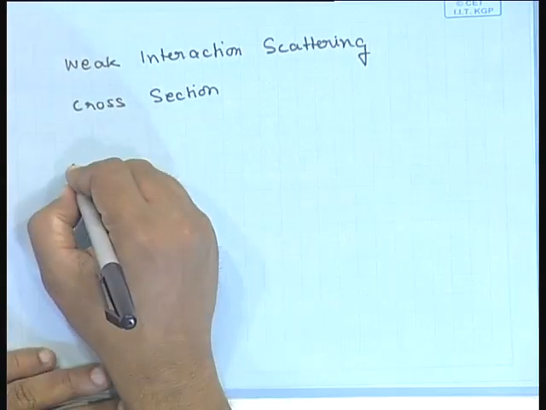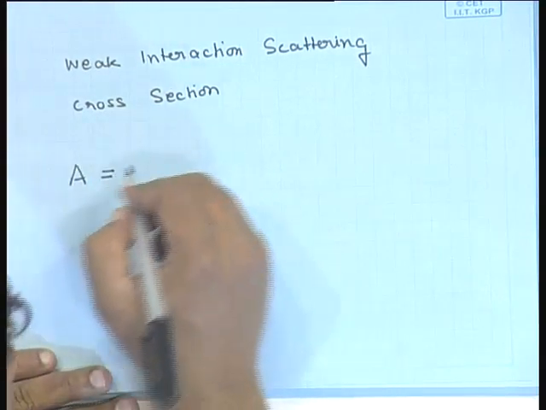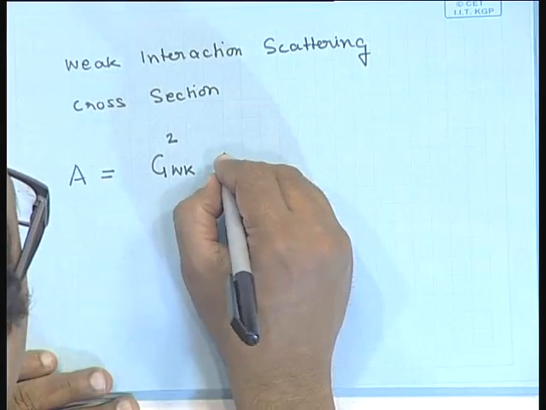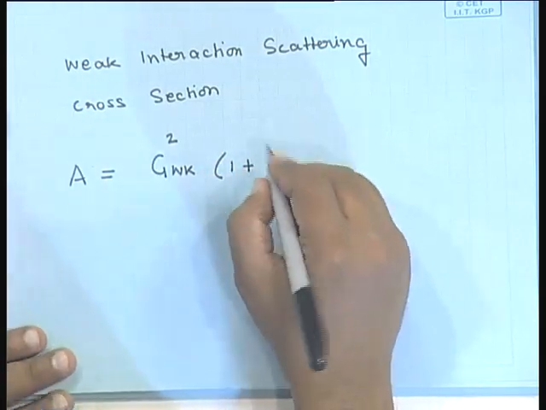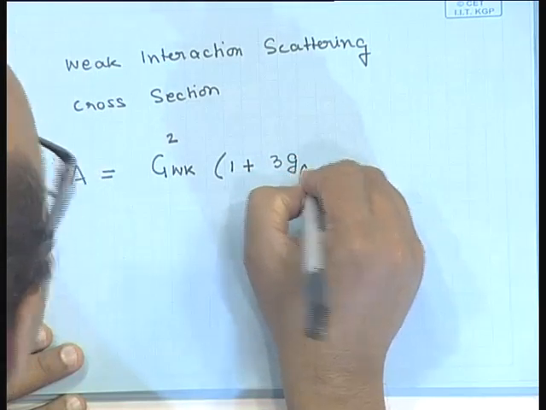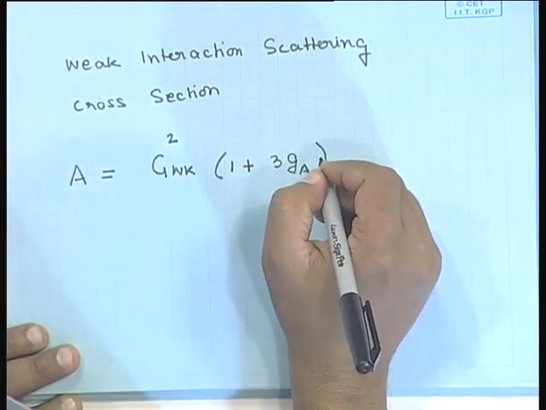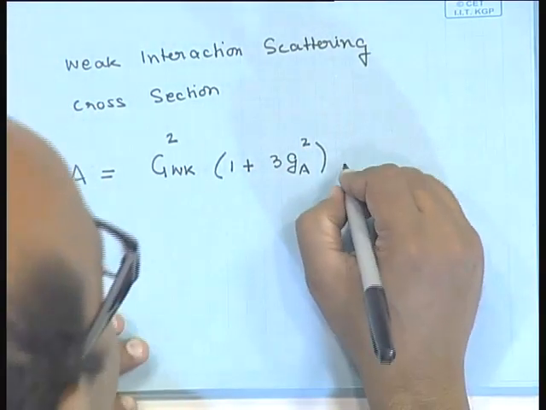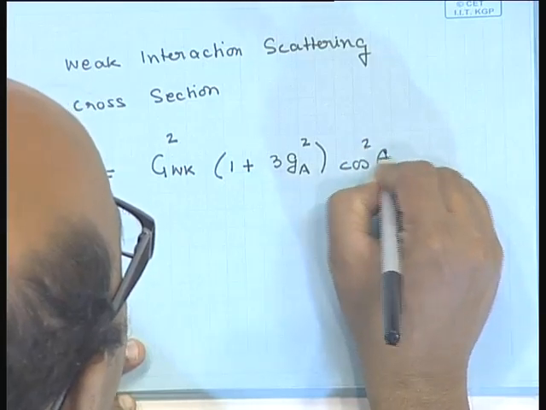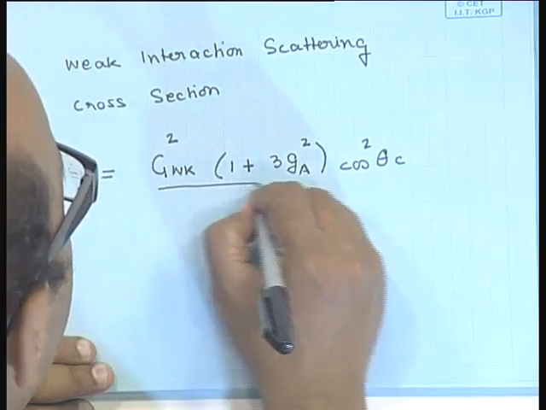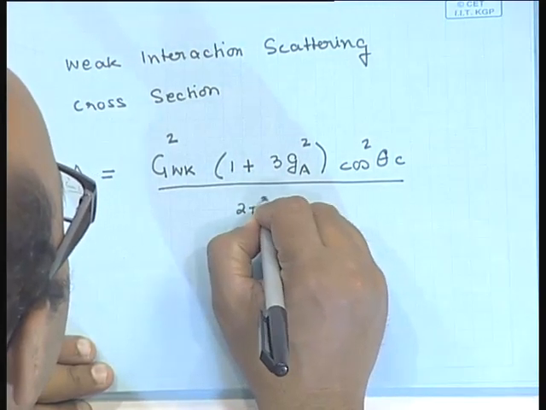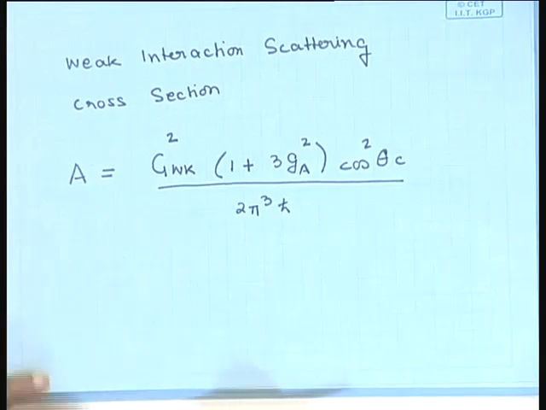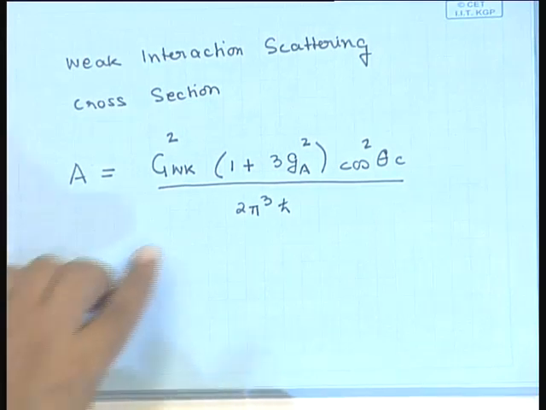Let me write down what the factor A is. So, A is G weak square, 1 plus 3 G A square, that is, 1 plus 3 G A square, into cos square theta C, divided by 2 pi cube H cross. So, the weak interaction scattering cross section is there in this.